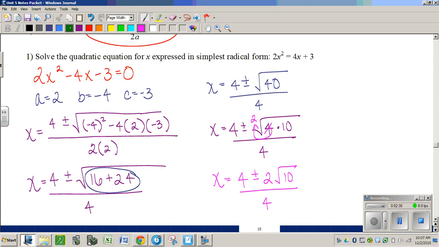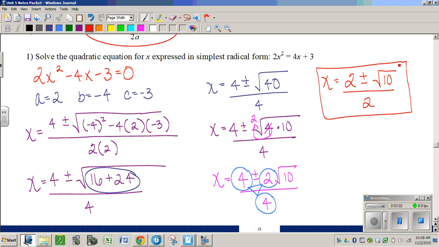Now, as long as this value here, the coefficient of your radical, and the denominator, as long as all 3 of them can be reduced, then you are allowed to reduce. So we're going to reduce those all by 2. So we're going to end up with 2 plus or minus 1, I don't need to write it, radical 10 all over 2. And guess what? That's your answer. Okay? No need to write 2 of them. 10 can't be simplified anymore. That's as simplified as it gets. You can leave it like that.